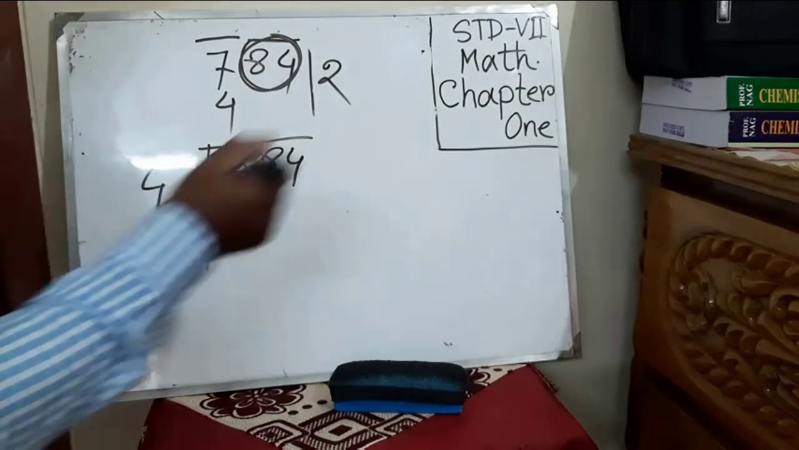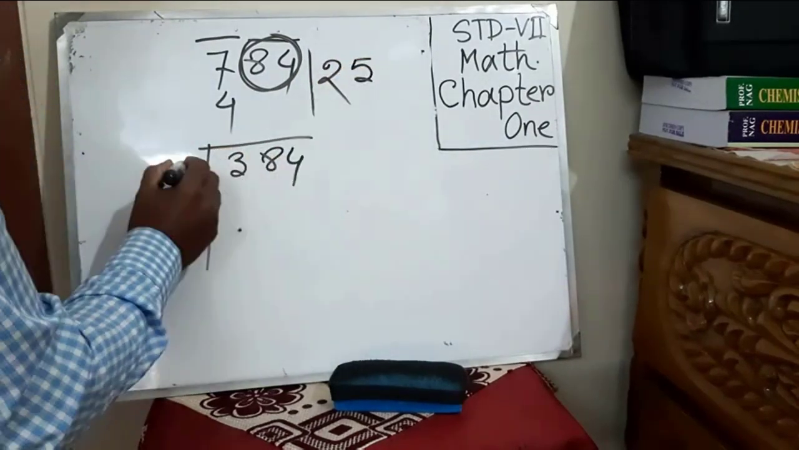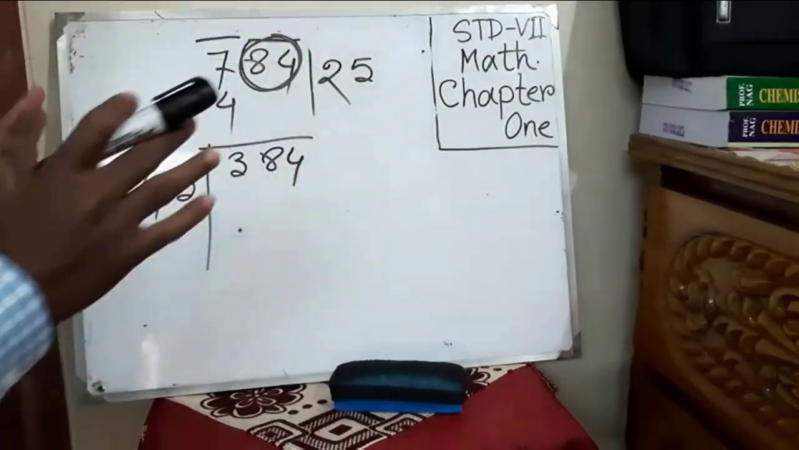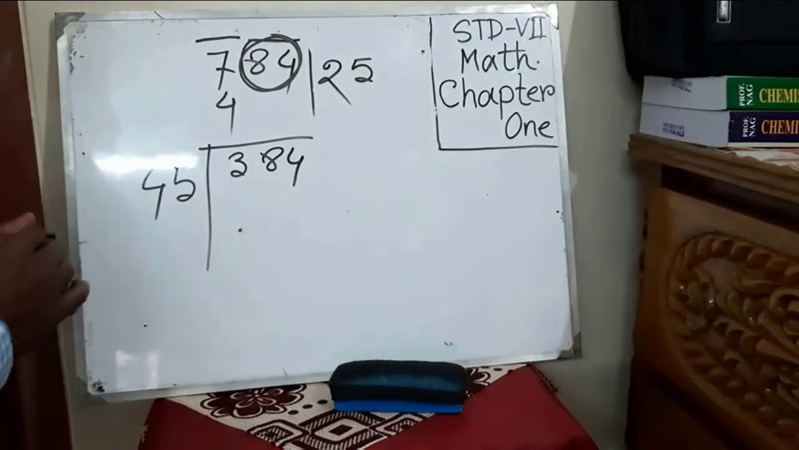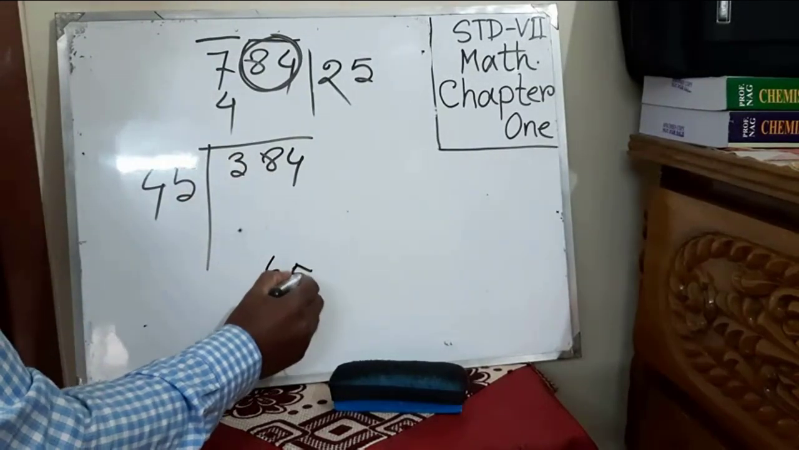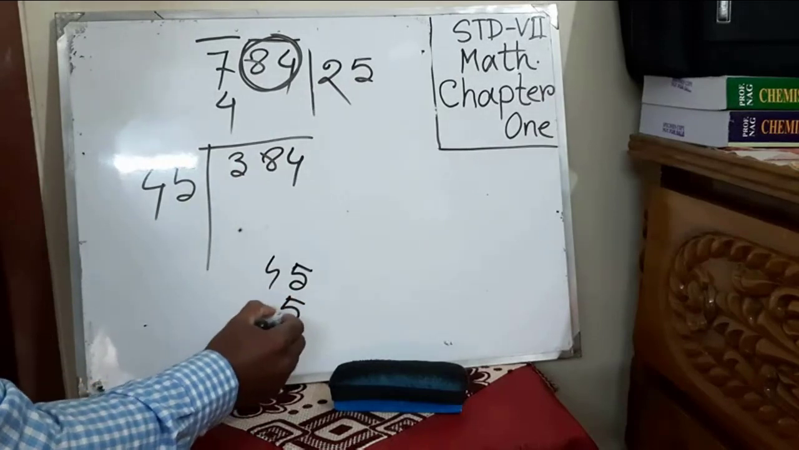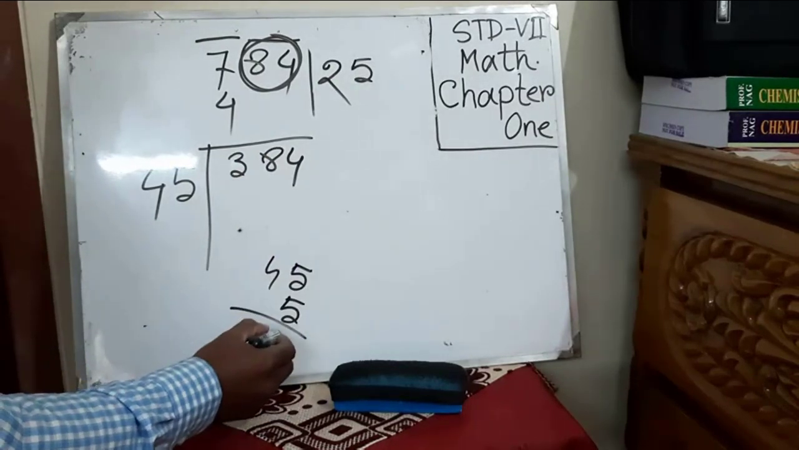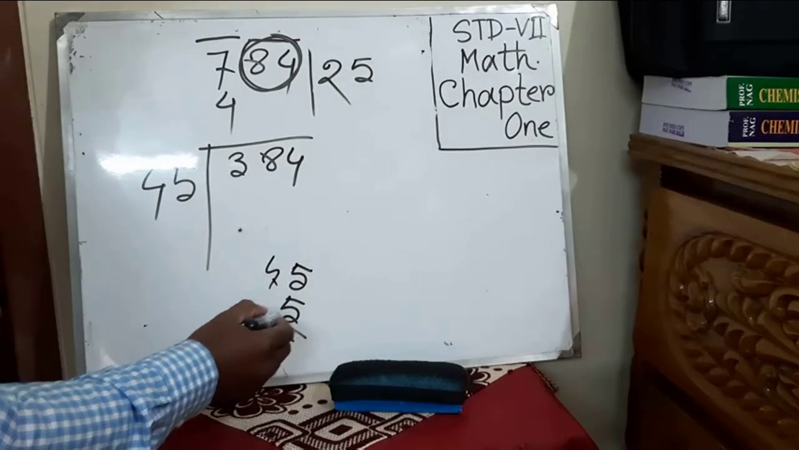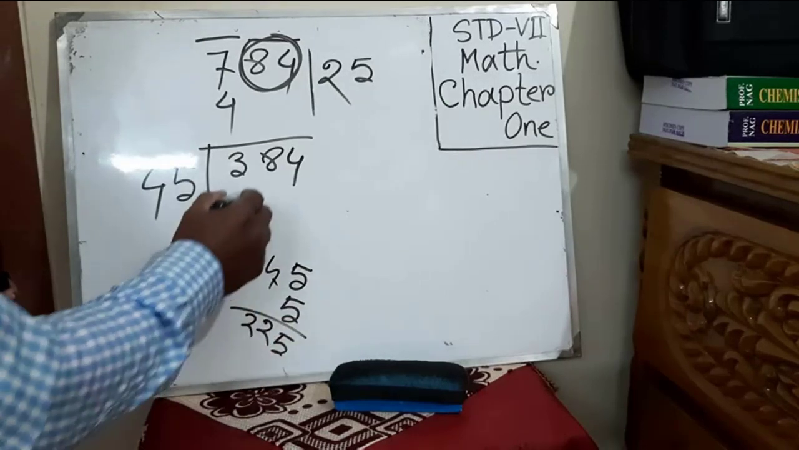Suppose this is 5, you will put here 5. But before writing the digit, you will consider a thing. Look, suppose 45, 5. 5 fives are 25, 2 in hand, 4 fives are 20, so 22.